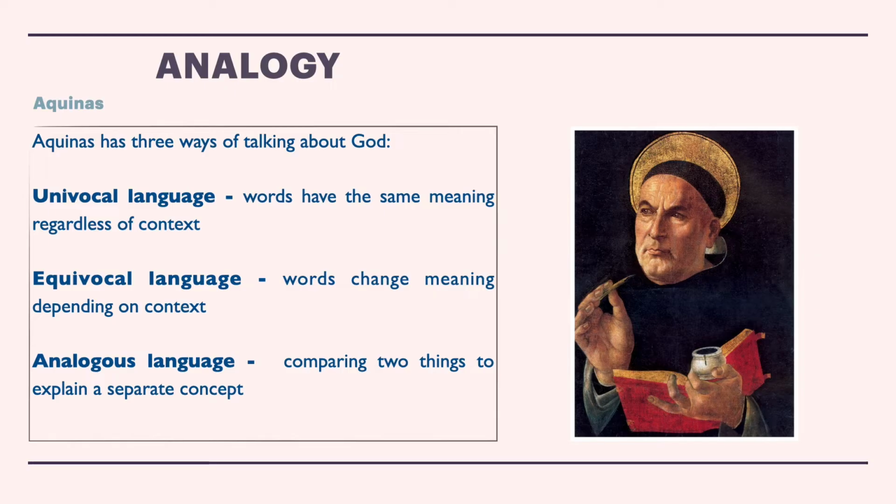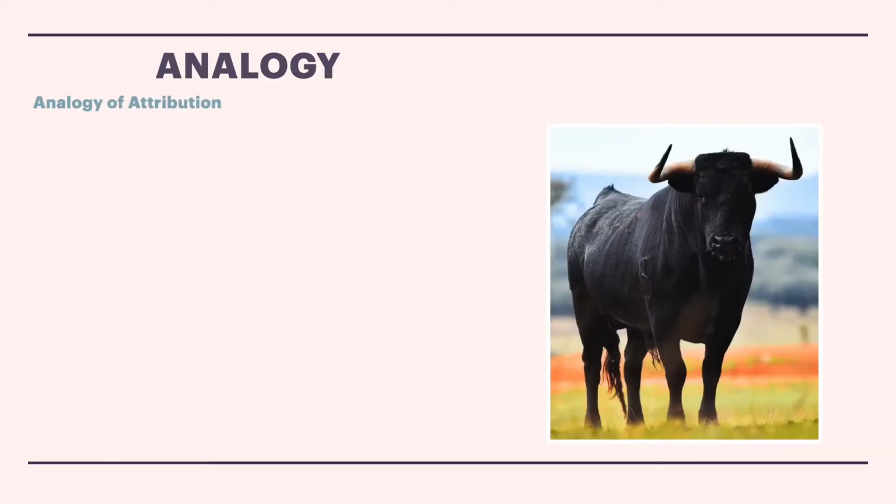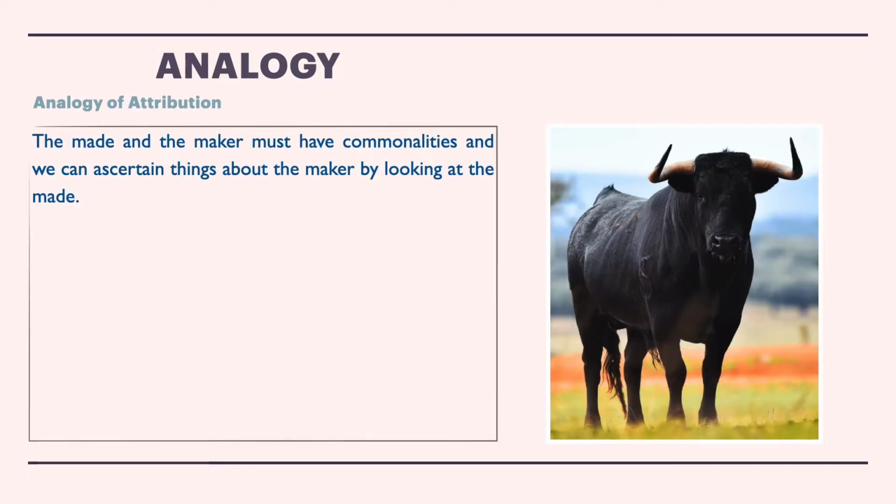So let's have a look at Aquinas' understanding of analogy and how he made sense of it when talking about God. The first is to go to his analogy of attribution. He said that the made and the maker, so the creation and the creator, must have commonalities. And we can ascertain things about the maker by looking at what he has made. Just to pause here, this is a good, clear reason why he rejects equivocal language, because he says that there must be commonalities. And equivocal language implies that we're completely distinct and separate.